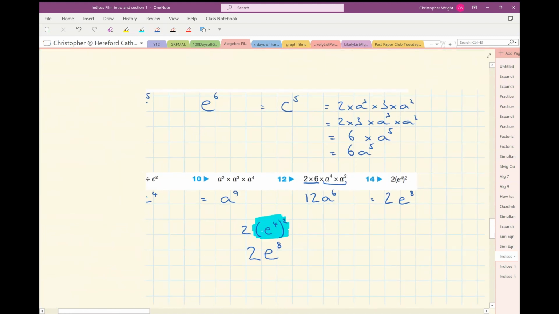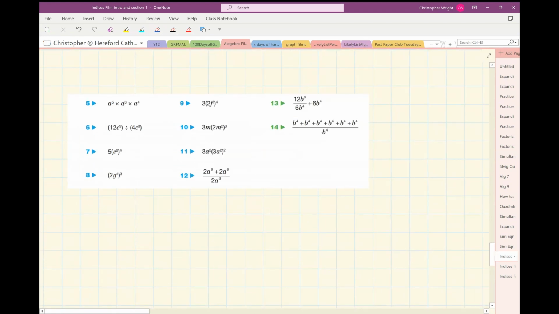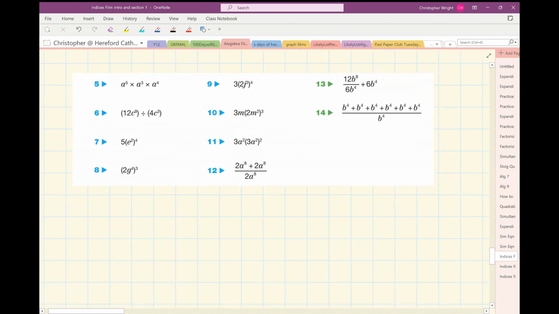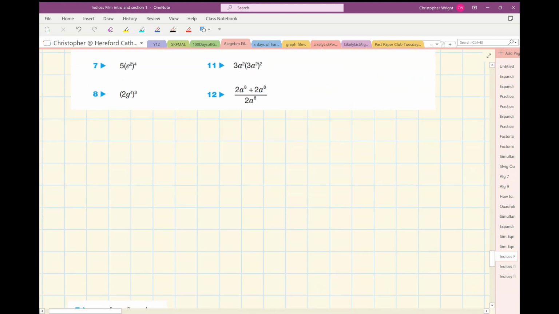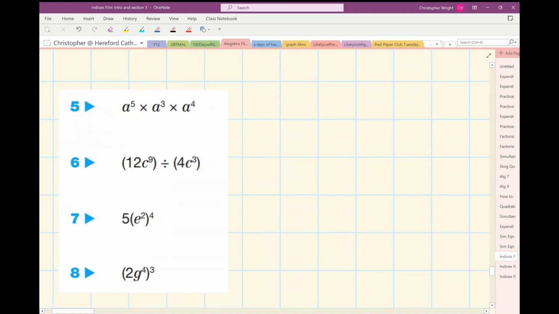Okay, right. Now, here are some more difficult questions. Last thing in this section here. Pause the film, have a go, and then I'll run through them. Okay. Let's have a look at 5, 6, 7, and 8. Number 5, relatively straightforward. Add the indices, a to the power of 12.